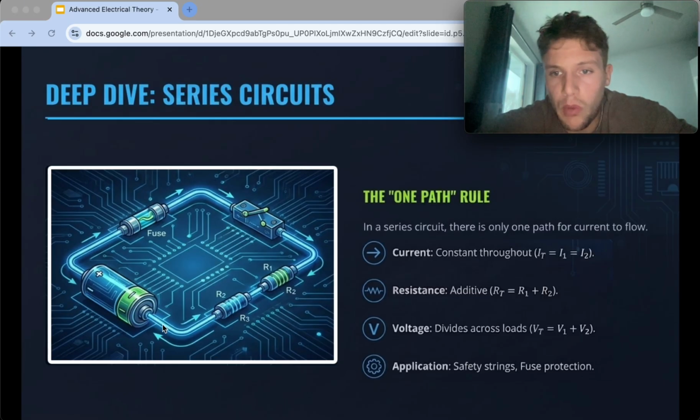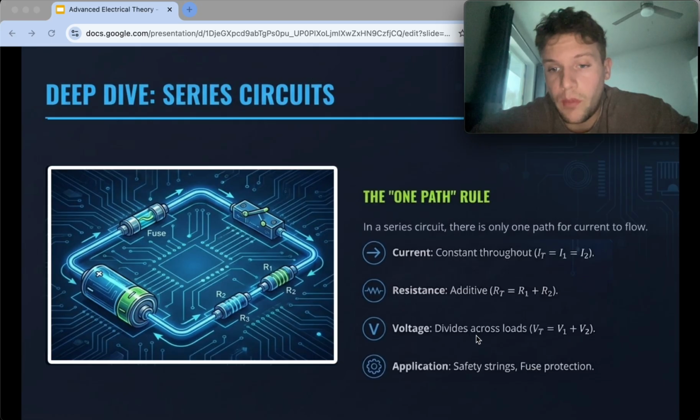So the things you have to be worried about with series circuits: the current is constant throughout. No matter whether I'm before the fuse, after the disconnect, after resistor 1, or after resistor 2, the current is going to be the same in every location in a series circuit. The resistance is additive, so every resistor I have in here is going to add throughout the process. So the total resistance of the circuit is the sum of all resistors within it.